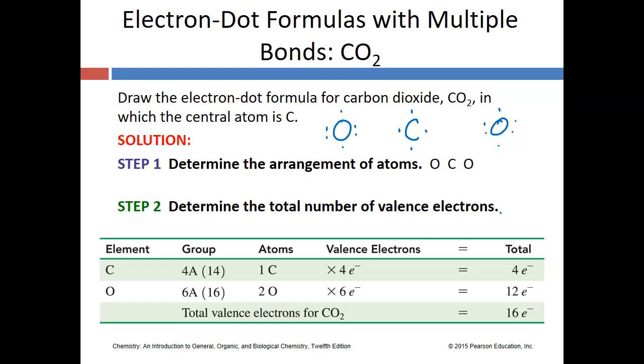This second step here can be useful at times. It can be really useful when we're trying to double check, make sure that we drew the structure correctly. So how many valence electrons are we talking about? Well, we've got a carbon. Carbon has 4. Each of these oxygens have 6. 4 plus 6 is 10. 10 plus 6 is 16. So when we get to the end of the road here, we want to make sure that there are 16 electrons in the structure. If we don't have that, then we know we made a mistake somewhere.